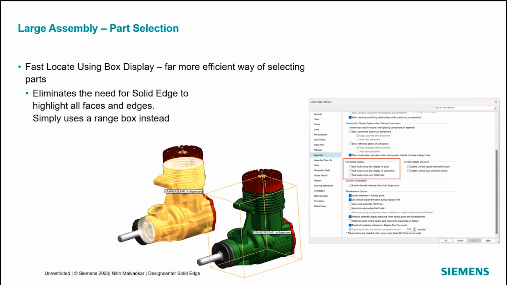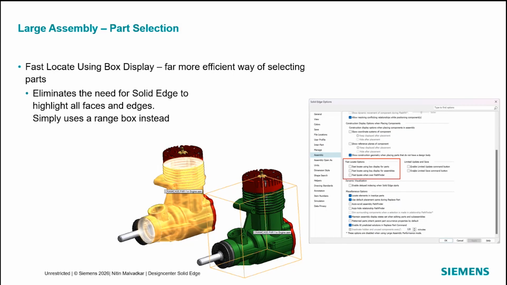Now we have one more option, but this option is hidden in Solid Edge options. And this is called fast locate box display. So instead of highlighting every face and edge while selecting a part, now you must have noticed, especially when you're working on a very large assembly, when you're trying to select a face, it's pretty time consuming and memory consuming. It selects each and every particular edge and face one at a time, right? So what we can do is use this fast locate box display.